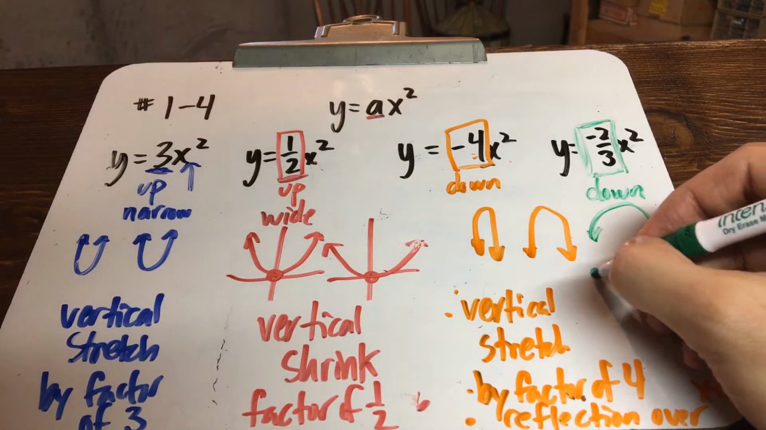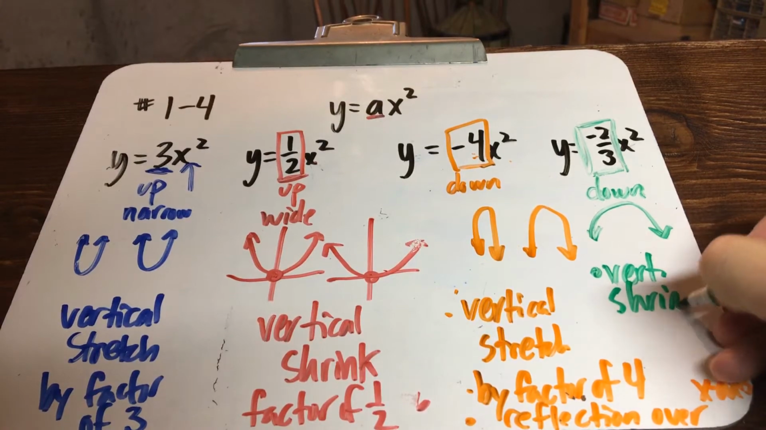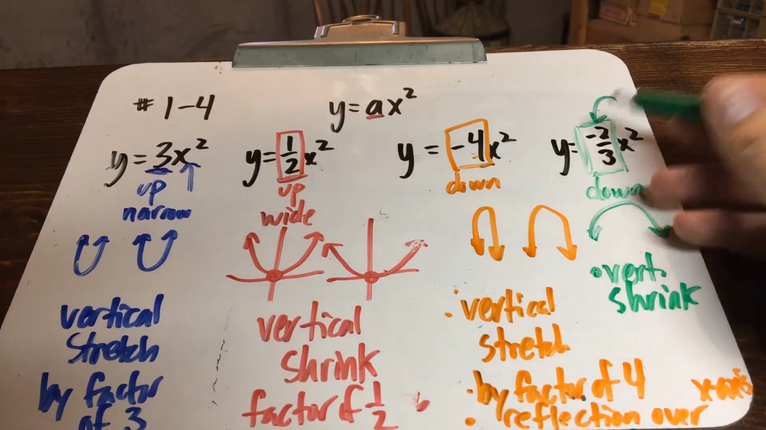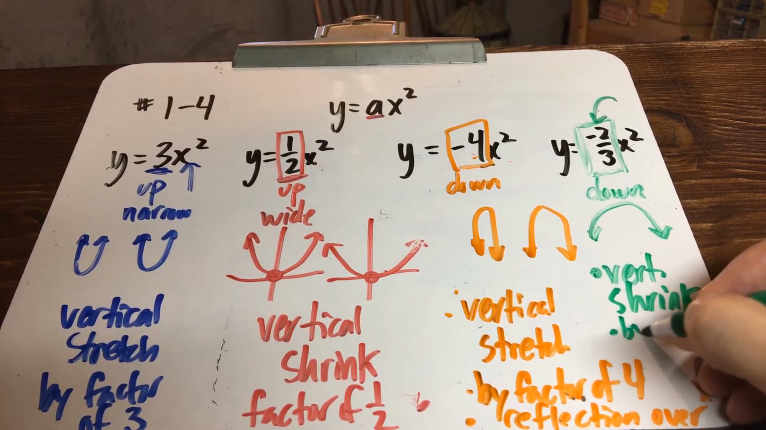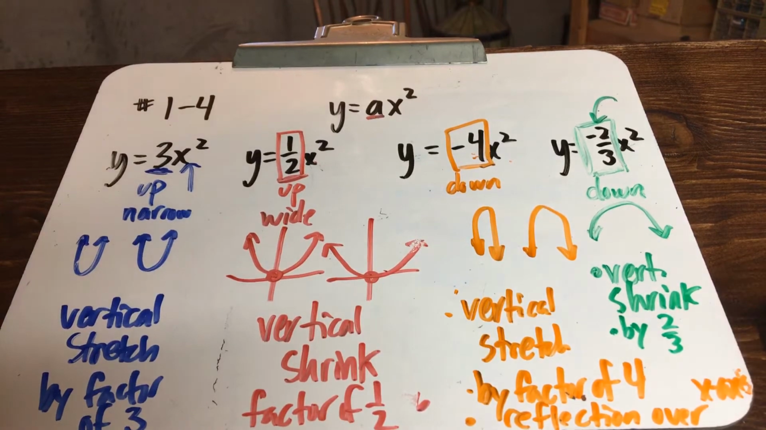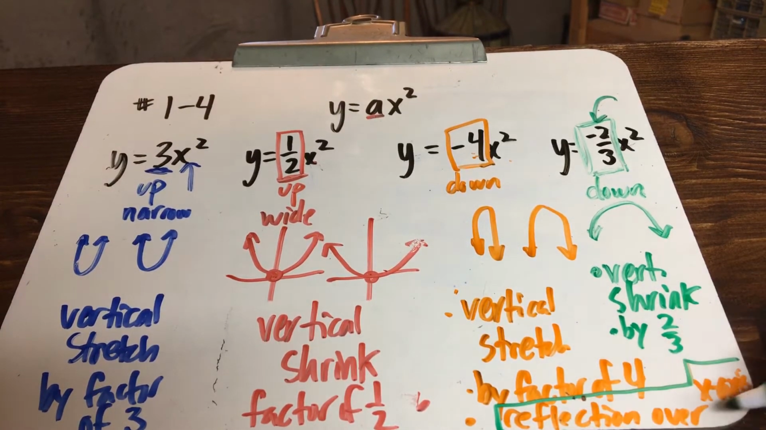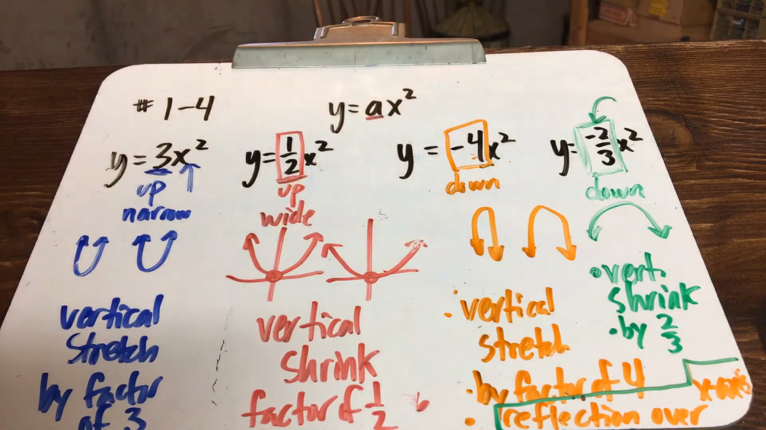This is not a vertical stretch. This is a vertical shrink. This one's called a shrink because this number, the letter A, is in between 0 and 1, because it's wide instead of narrow. This is by a factor of 2/3, right? By a factor of 2/3. And then this one is also, I'm just going to highlight it right here, a reflection over the x-axis. Anytime you have a negative at the beginning, it's going to be a reflection. Okay, so that should get you number 1 through 4.